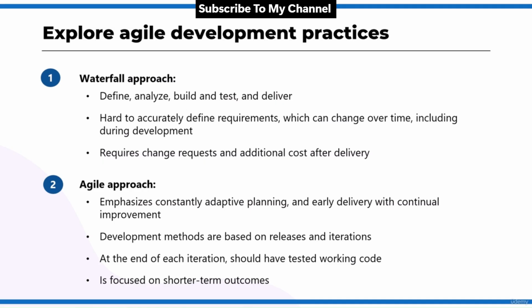Development needs to favor individuals and interactions over processes and tools. So when customer collaboration happens over contract negotiation, or when development methods are based on releases and iterations, this helps your organization as well as the team members to develop the application in a much more rapid and proper way. At the end of each iteration in the agile approach, you should have tested working code. If you focus on short-term outcomes, and divide your big things into smaller pieces, it's going to be easier for you to develop that project.